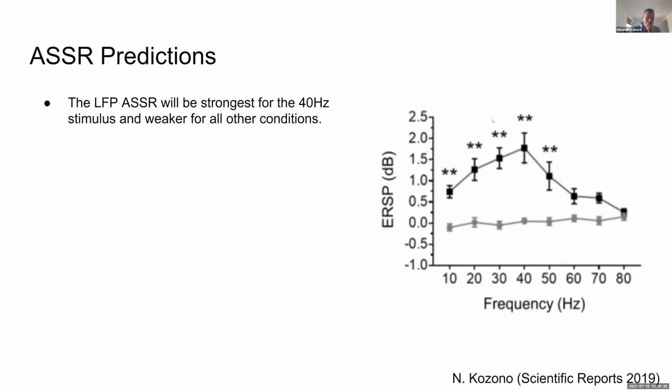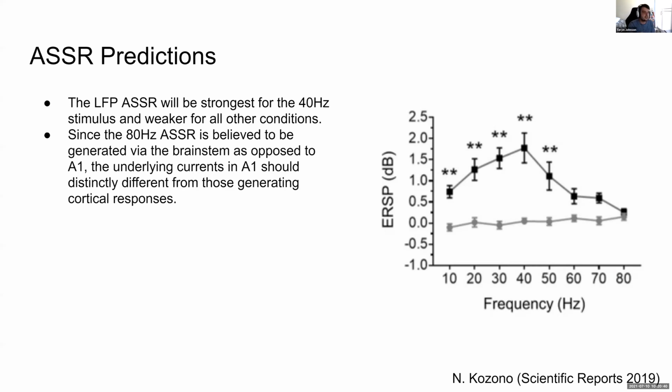Okay, so using the stimulus, what are some of the predictions that we can make of what we should see in the LFP and the EEG signals? First, previous studies have shown that the ASSR in A1 is maximal for 40 Hertz. And second, the 80 Hertz ASSR is believed to originate from the brainstem as opposed to locally within A1. So therefore, there might be fundamental characteristics of the LFP during this condition that might have different characteristics. It might be important for understanding what is actually being generated locally for the other conditions.